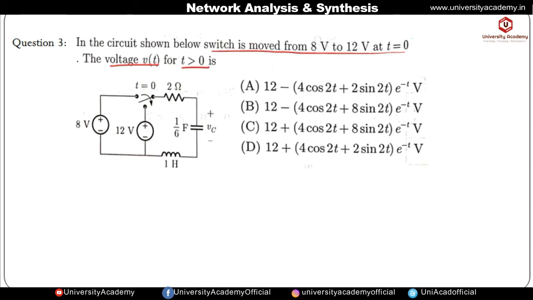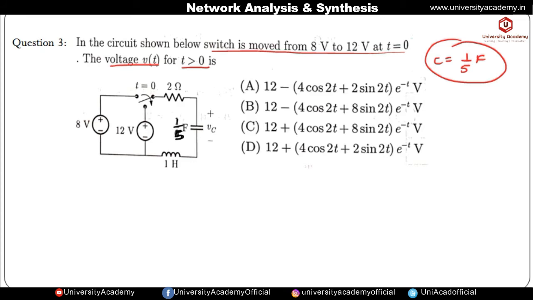So v of t is the voltage across this capacitor. There is a correction in this question. The capacitance value given here is 1/6, but it will be 1/5. Let us correct it. This is 1/5. This is the correction in this question. Now let us solve. So the C value we have to take is 1/5 farad.